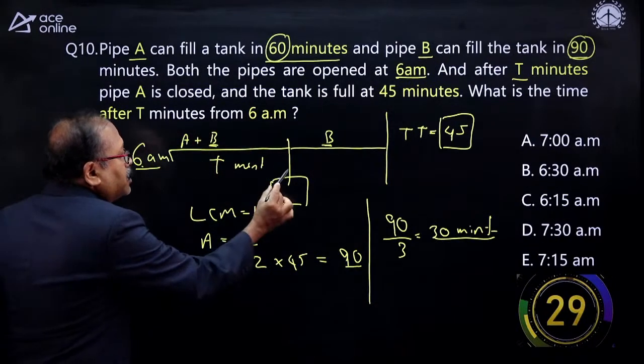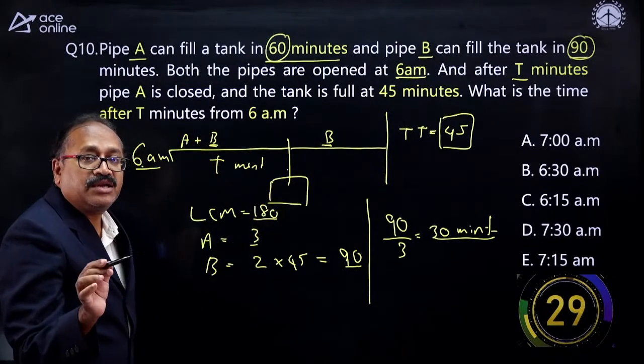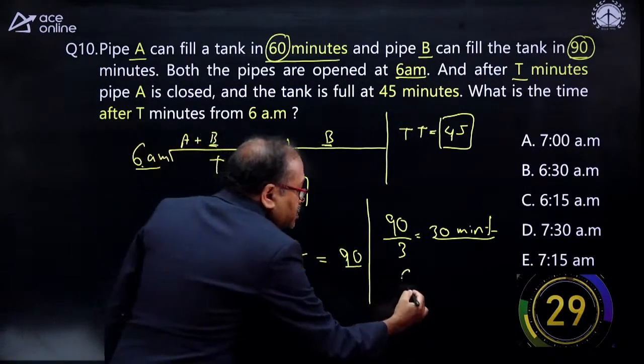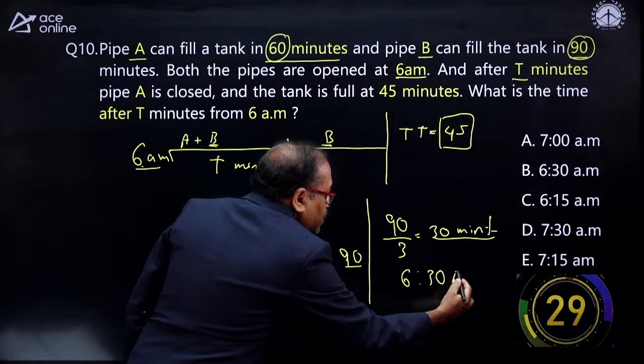So, from here to here, how much is the time? 30 minutes is the time. And what is that time? 6 a.m. plus 30 minutes comes to 6:30 a.m.